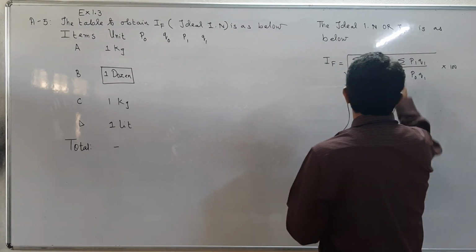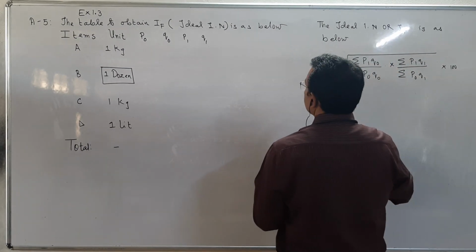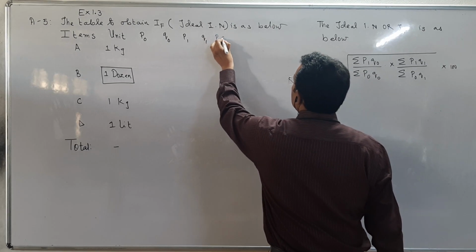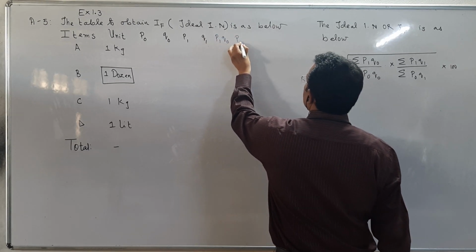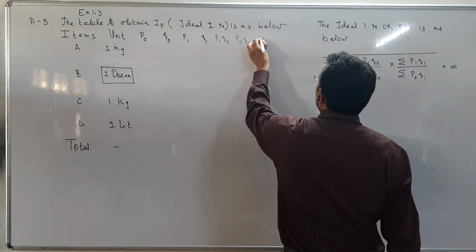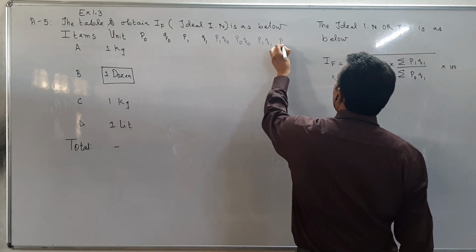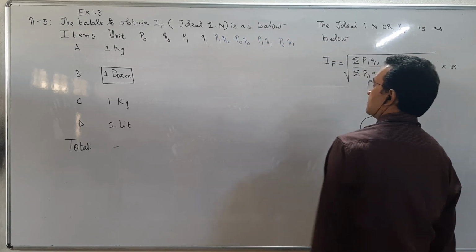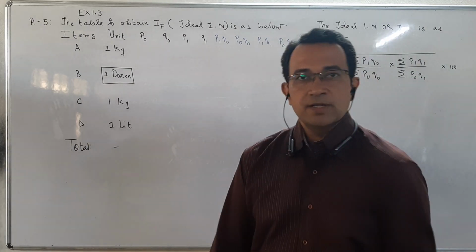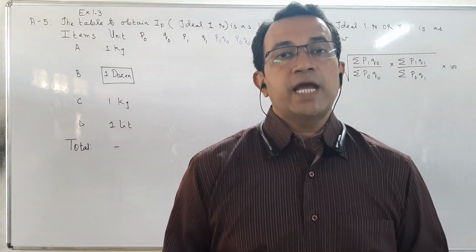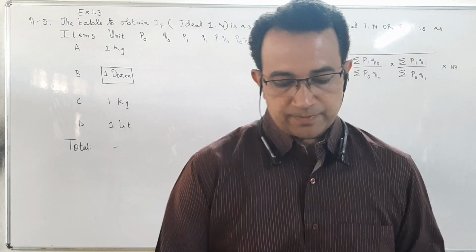So the next 4 columns in this chronology are P1 with Q0 and P0 with Q0, P1 with Q1 and P0 with Q1. This we have to remember. So in total we will have 10 columns in this question.